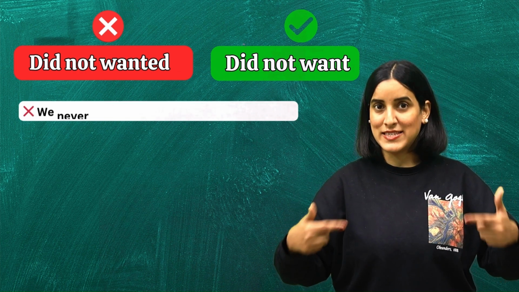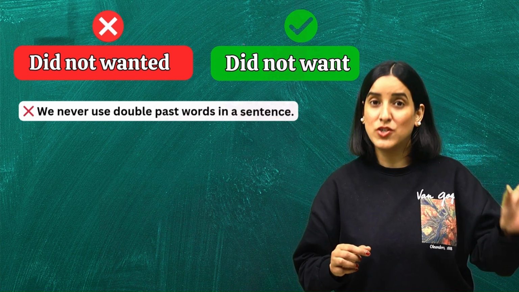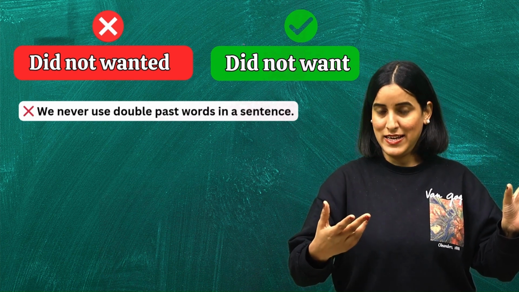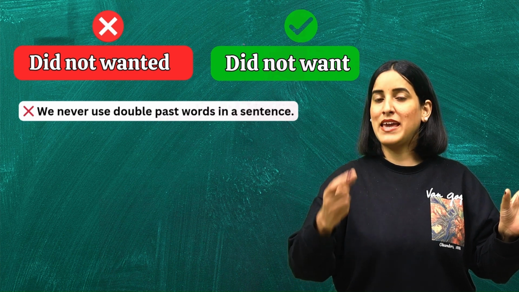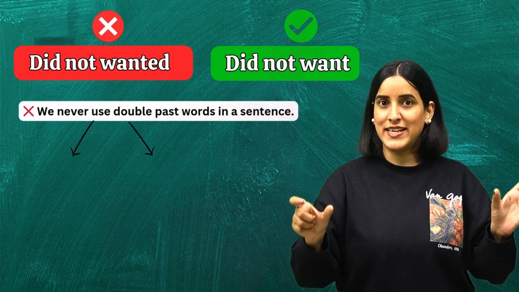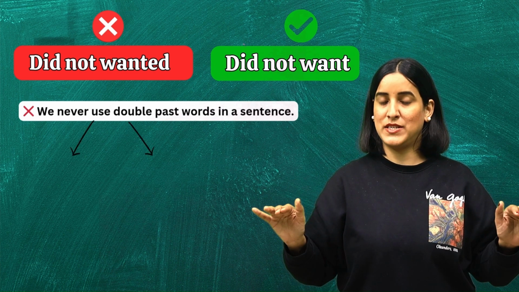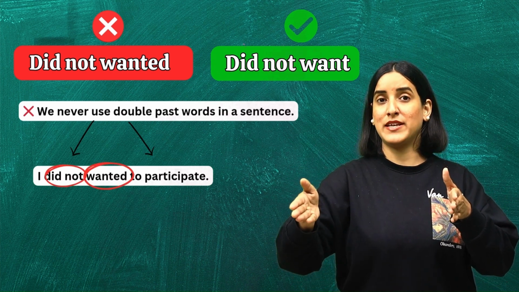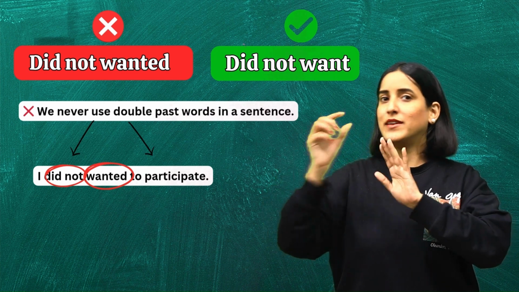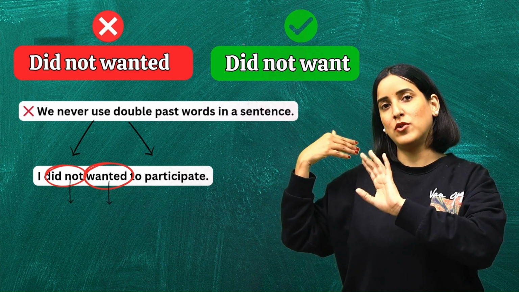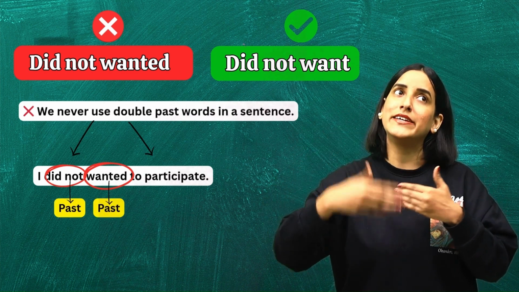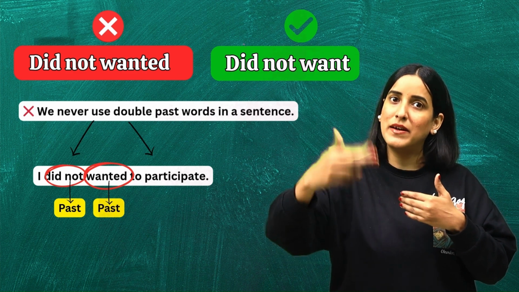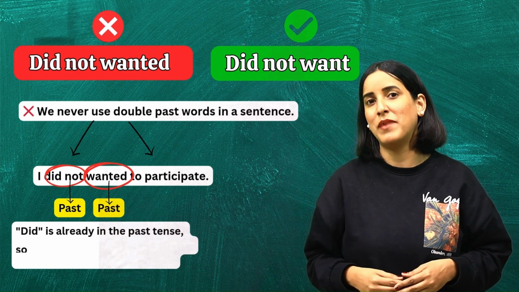What I mean by this is, see, when you use did not or didn't, the main verb, the main action of your sentence should always be in its simplest form, not the past tense. Otherwise, you are using double past tense. For example, I did not. Now, did not communicates that I'm talking about past. Now, when I'm saying I did not wanted, it's like double times I'm saying past tense.